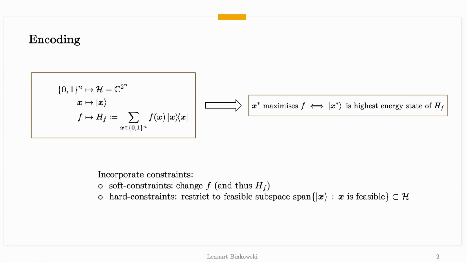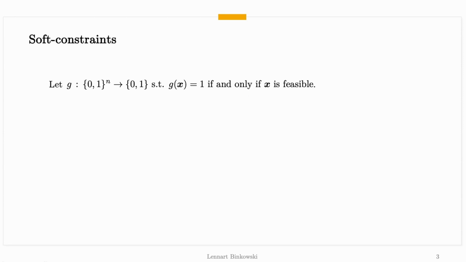Second option is to use hard constraints, where instead of altering the objective function, we enforce via other methods the search to be restricted to the feasible subspace, meaning the linear span of all the computational basis states whose label X is feasible. Let's first talk about the soft constraints.